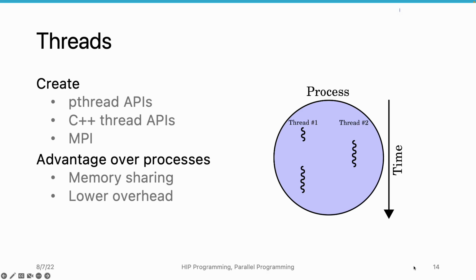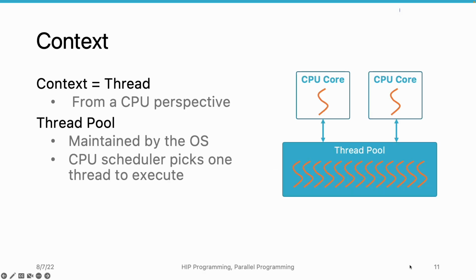I hope this very brief introduction to the processes and threads clarifies their differences. Since this course focuses on high-performance computing applications, we focus on threads for the rest of the course. Since we're talking about context switching, we must understand context. As we discussed before, in a Linux system, a context can be generally considered as the thread.